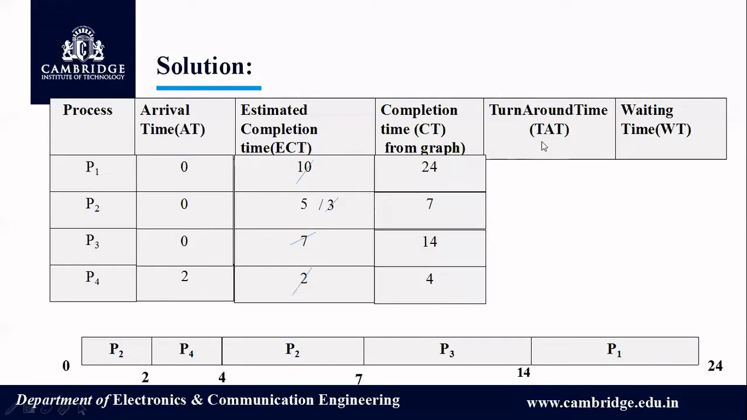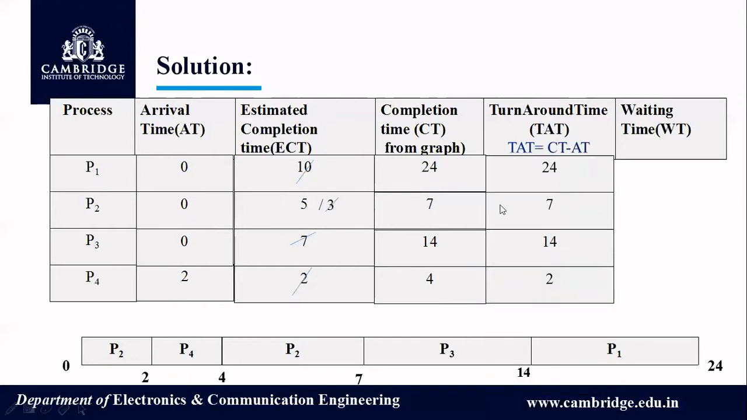Now let us compute the turnaround time using the formula completion time minus arrival time. So this column minus this column, for each process you need to write. So 24 minus 0 is 24, 7 minus 0 is 7, 14 minus 0 is 14, 4 minus 2 is 2. Right? So to find the average TAT, we would add up all these values and divide by 4.